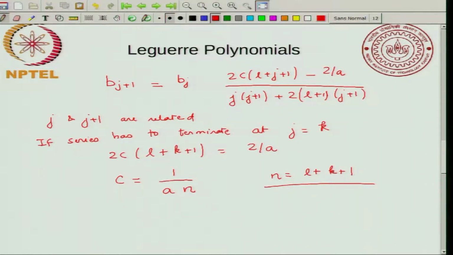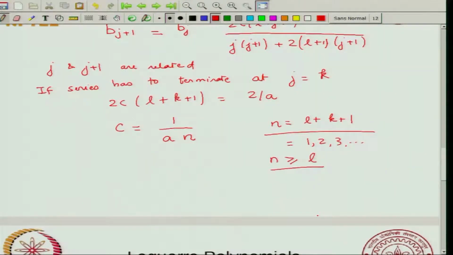Now k can be anywhere from 0 onwards, and L also can be 0, 1, 2, 3, etc. So basically n equal to 1, 2, 3, etc. These are the allowed values of n, and also notice that n is greater than or equal to L. So these will be familiar. n is what is called the principal quantum number, and you can immediately see from here that n has to be greater than or equal to L, and n has to be a positive integer. So this is a very nice thing, that you got this quantization of n.